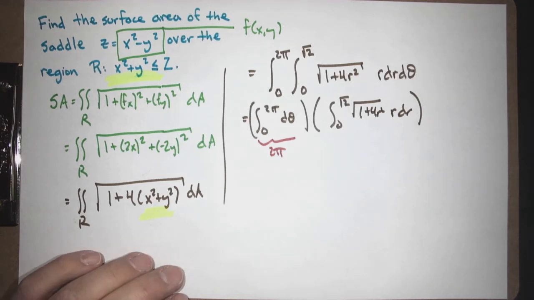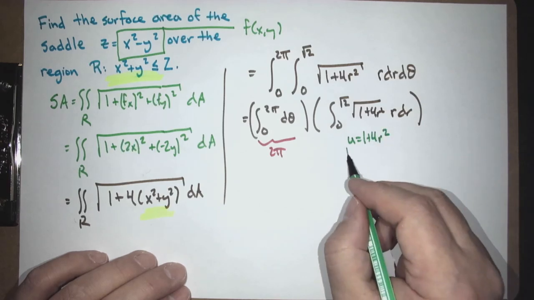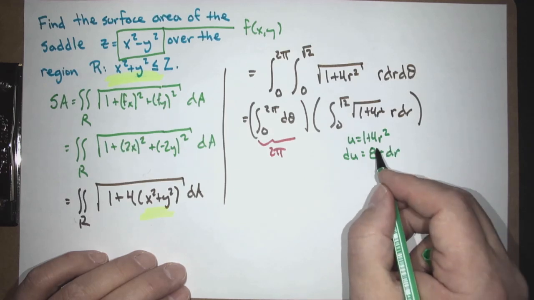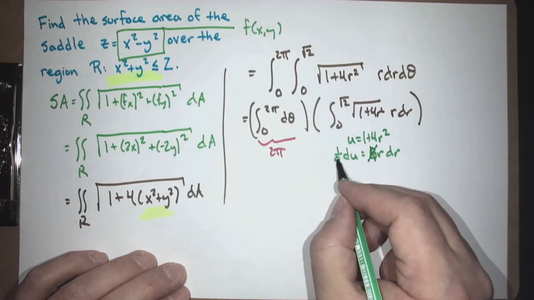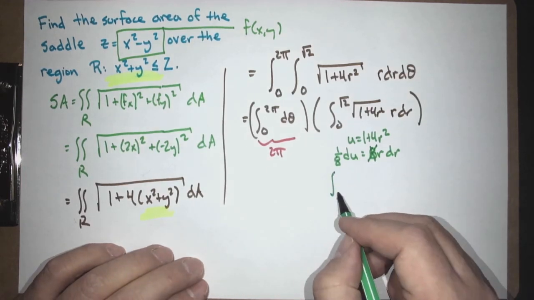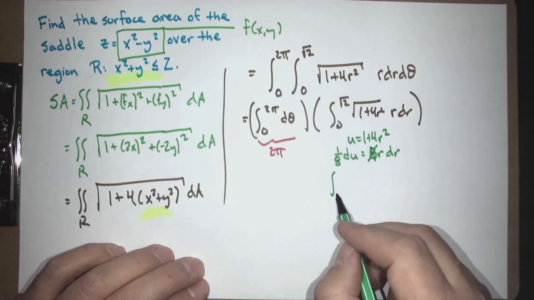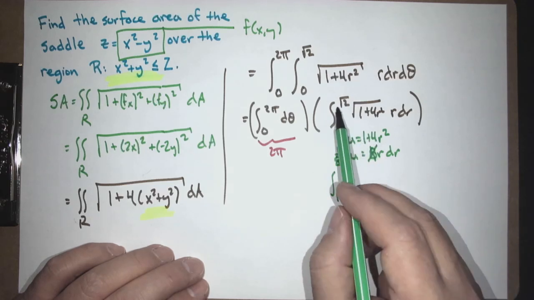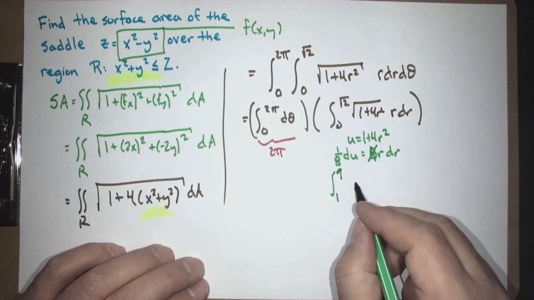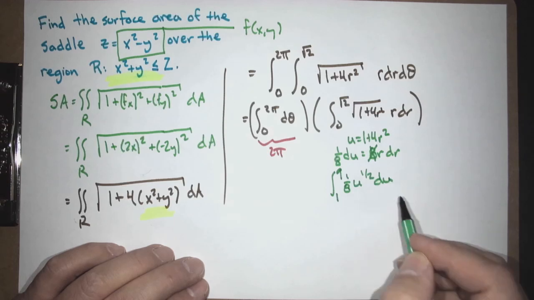U sub. Yes. u equals 1 plus 4r squared. du will be 8r dr. Using our advanced marker technology, we'll move the 8 across. 1/8 du is r dr. So this would become the integral from, what's our lower bound going to be? 1. When r equals 0, u equals 1. Our upper bound? 9. And then this will be u to the 1/2. And then the r dr is a 1/8 du.